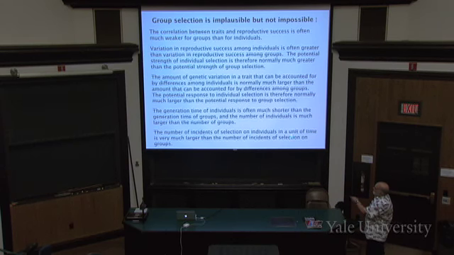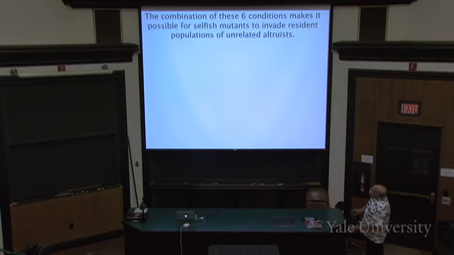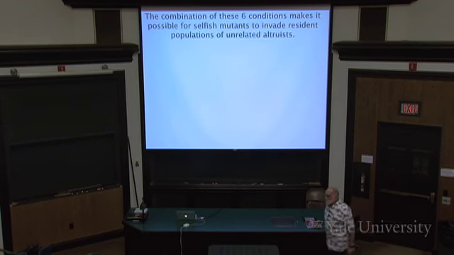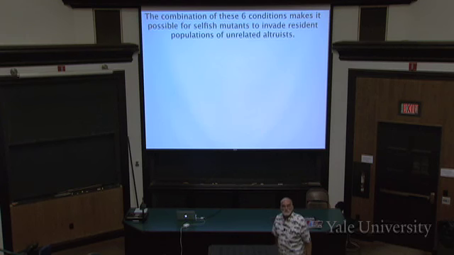And that is this final point, which is the number of incidents of selection on individuals in any given unit of time is normally much, much greater. Okay? So it's the combination of these 6 conditions that makes it possible for a selfish mutant to invade a resident population of self-sacrificing altruists.